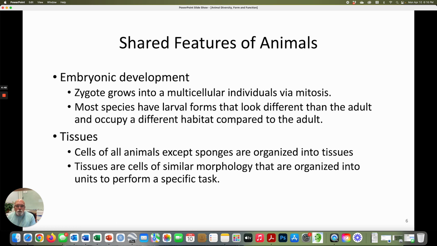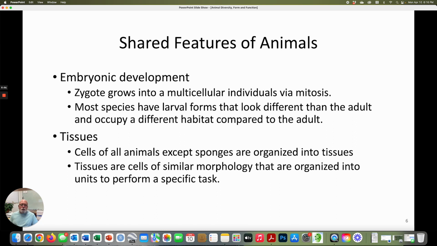Most species have larval forms that look different than the adult, and these larvae also occupy different habitats compared to the adult. One of the reasons that this might have evolved was just to reduce competition within a species by basically having larvae do one thing and having the adults do a different thing. And then we see tissues developing in animals.